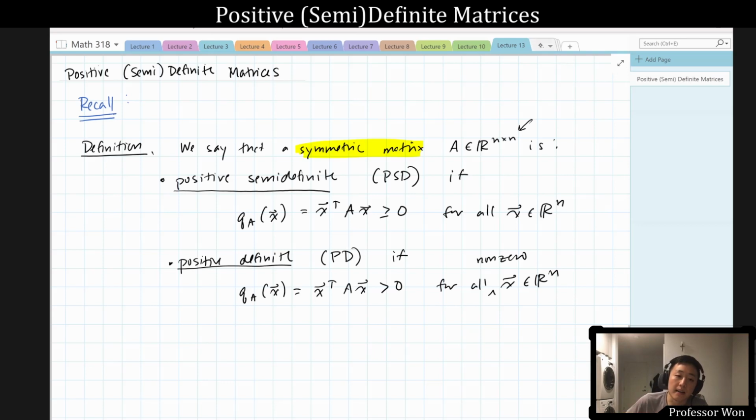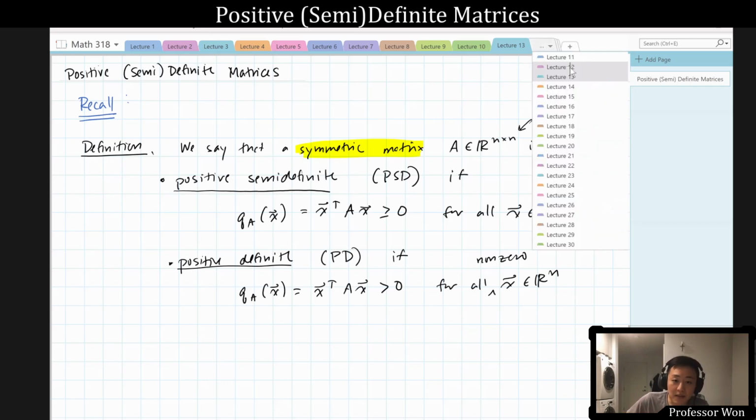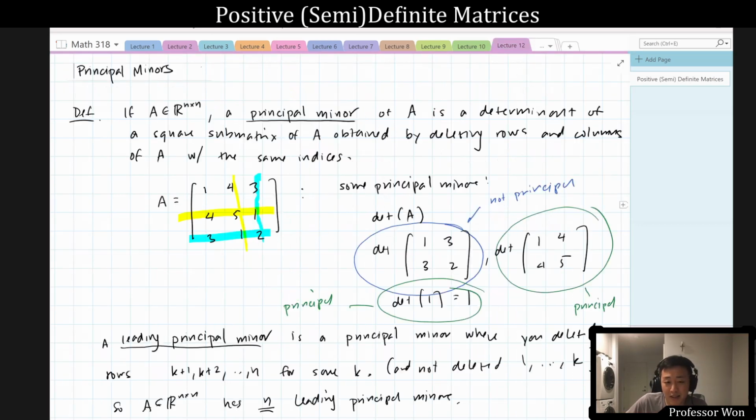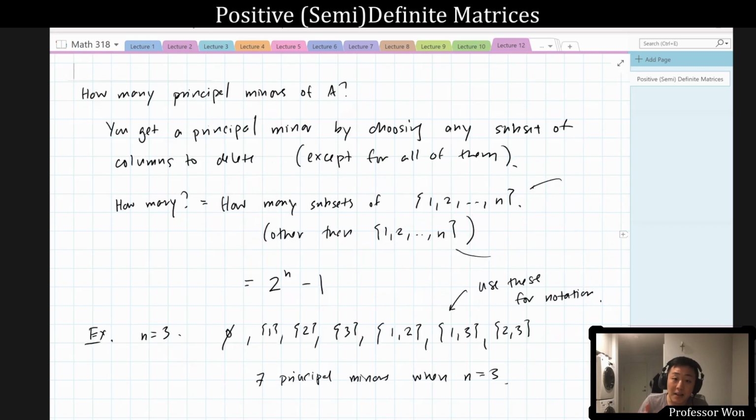What we ended on last time was that we defined these things called principal minors of a matrix. Remember, these are determinants of certain submatrices where you delete the same rows and the same columns, and then you take the determinant. We saw how many principal minors there were. For an n by n matrix, there were 2 to the n minus 1 principal minors, one for each subset of the columns, except that you can't take all of the columns.